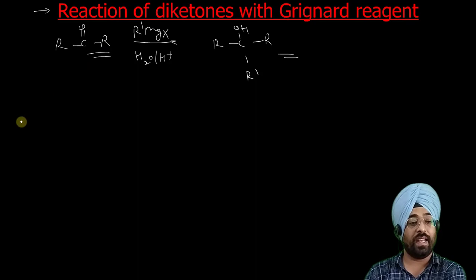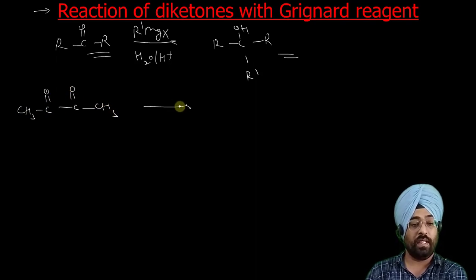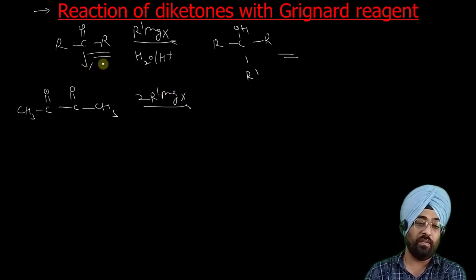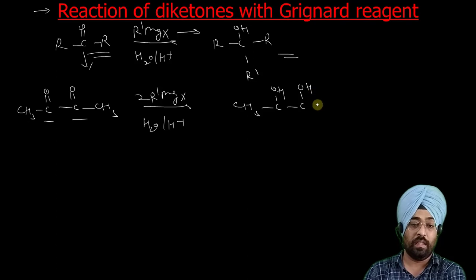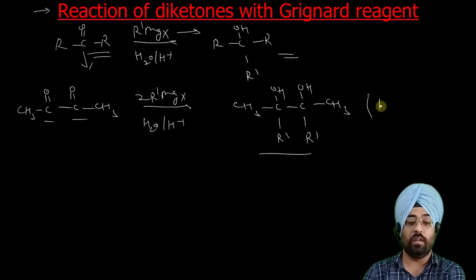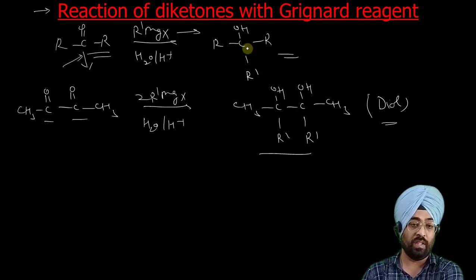So suppose we have a diketone, we have this sort of compound, C=O-C=O-CH3. Now suppose we react with 2 R'MgX. Now instead of 1 mole we use 2 moles, because for 1 carbonyl we need 1 mole of Grignard reagent, for 2 carbonyls we need 2. Then water, H positive, so it will give you CH3-COH-COH-CH3 with R' and R'. So that is your diol. So that is also how we can use this method to obtain diols, because Grignard reagents react with carbonyl compounds to give you alcohol.